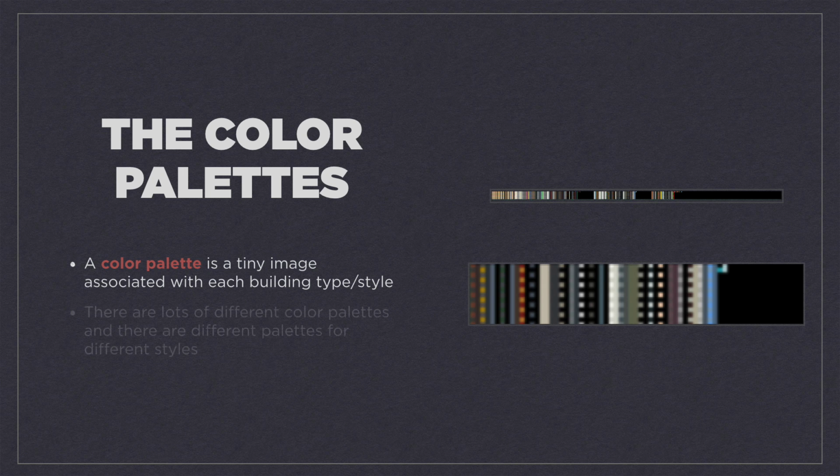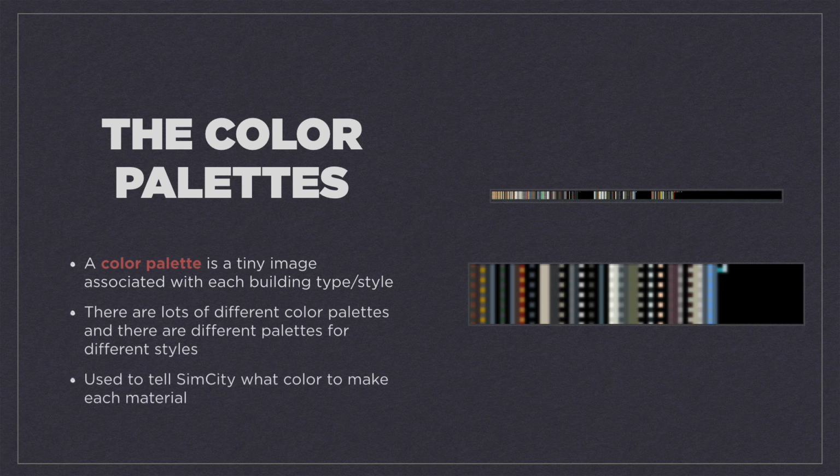Alright, now that we got the material sets out of the way, and that's kind of the bulk of what's used to add materials to a building, let's talk about the color palettes. A color palette is a tiny image associated with each building type or style. There are lots of different palettes for different styles. The color palette is used to tell SimCity what color to make each material. A single color palette contains a series of columns and rows of 2x2 pixels that are shaded different colors.